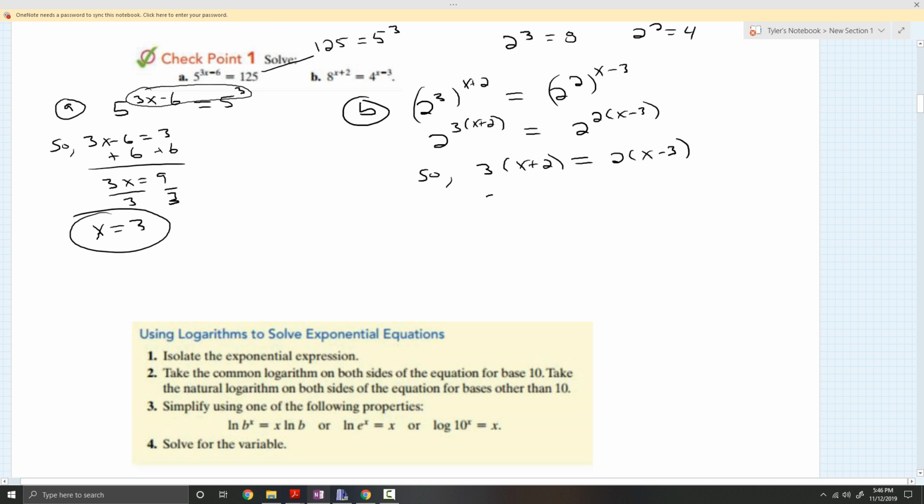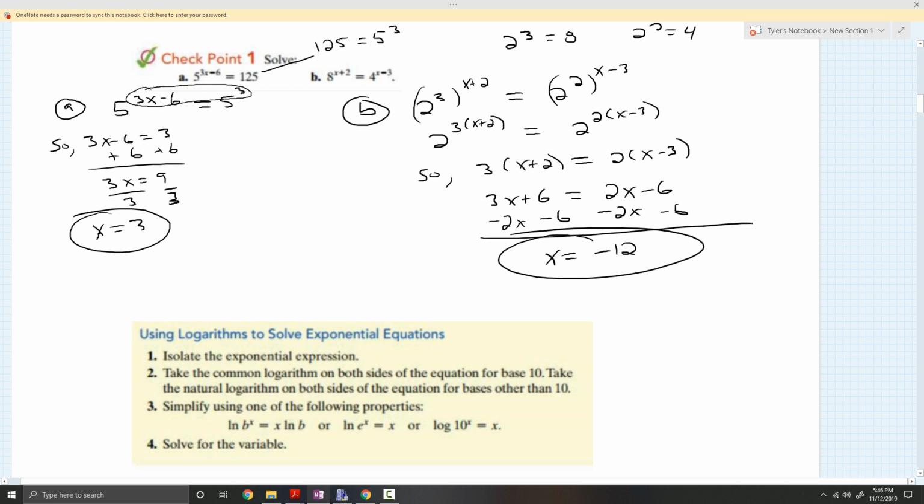So distributing, we get 3x plus 6 equals 2x minus 6. I can subtract 2x from both sides, and subtract 6 from both sides. We get x equals minus 12. So there are the solutions for part A and B.